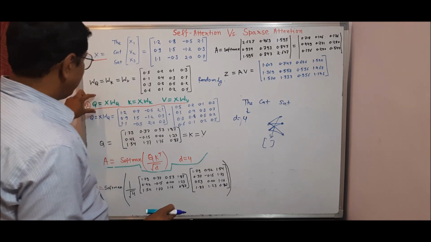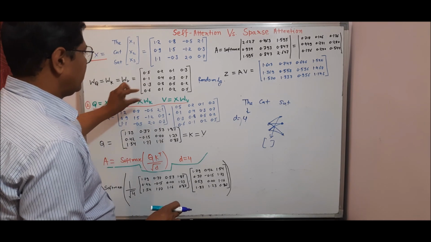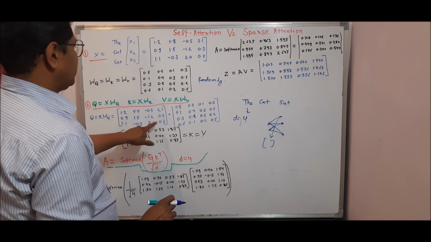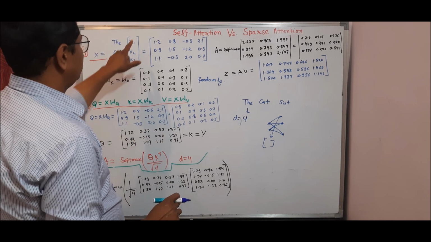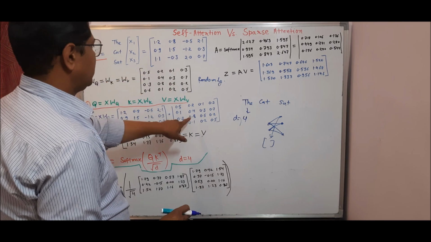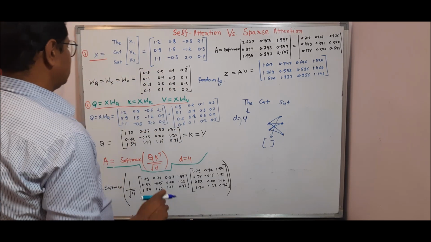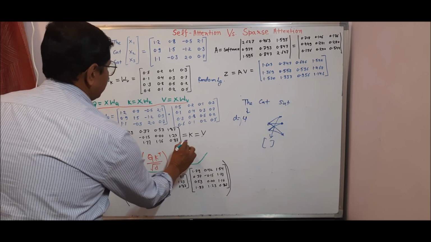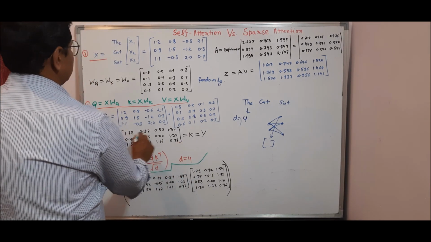The next part is to calculate the query, key, and value. For this, we take the dot product of the embedding matrix and the representation matrix. This gives us the query, key, and value matrices. This is a 3 by 4 matrix.